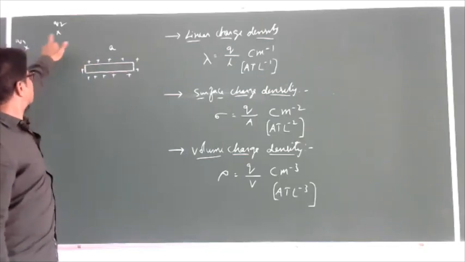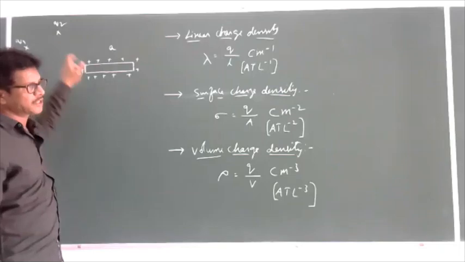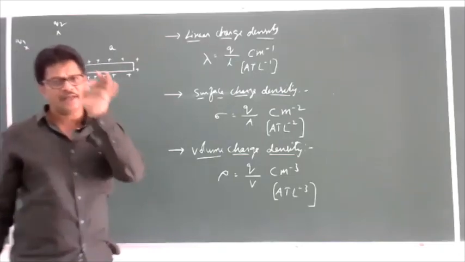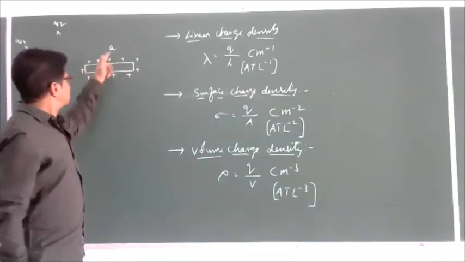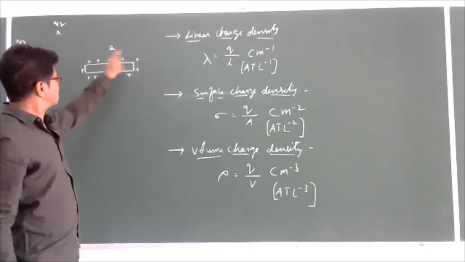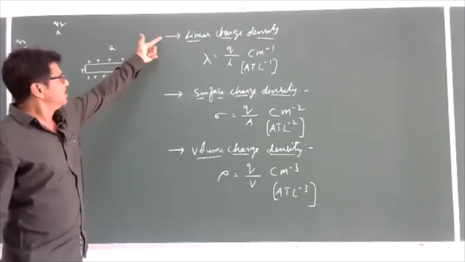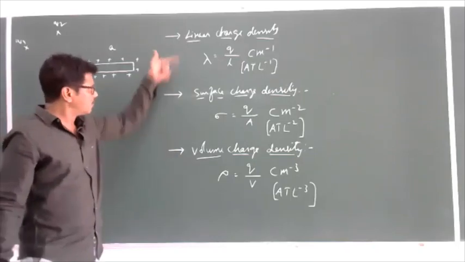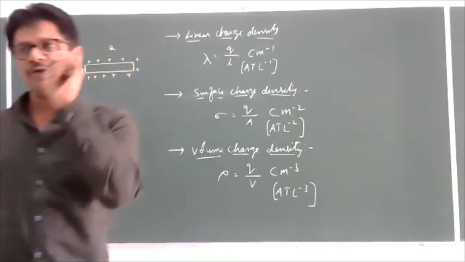Because Coulomb's inverse square law will be used for point charges, and moreover those two charges are located at fixed points. Whereas here this charge Q is not located at any fixed point, it is distributed uniformly. In such a case, we'll take the help of one of these three based on the shape of the body.